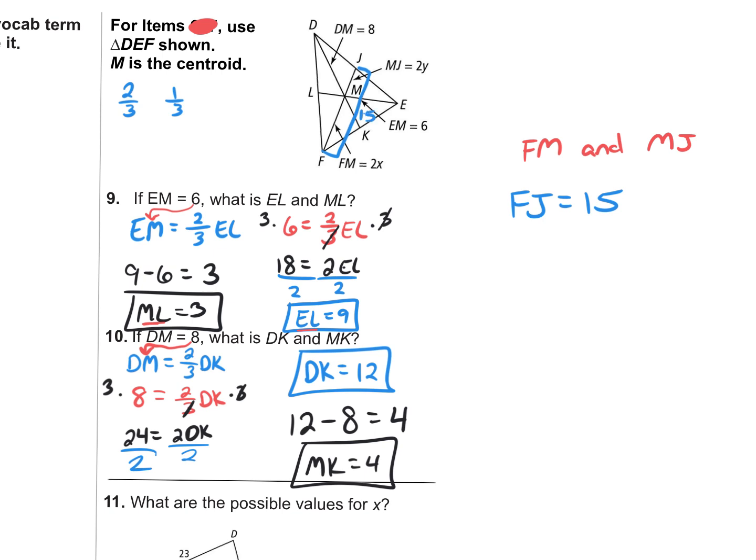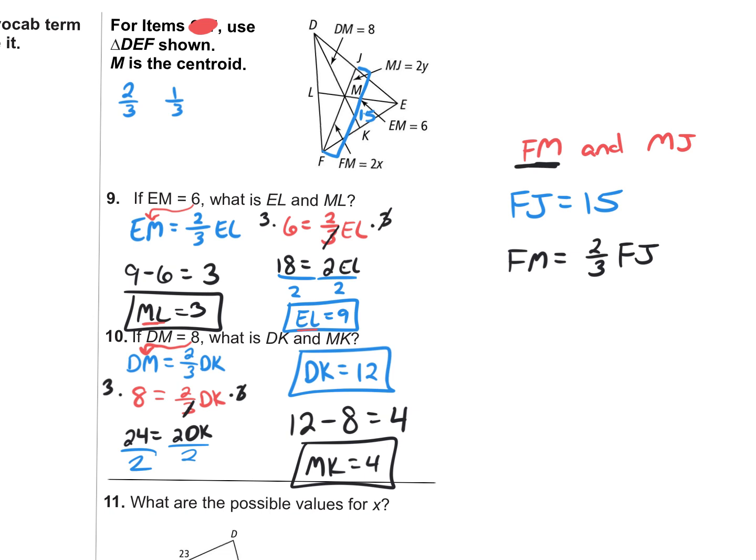Doesn't matter which part we find first. Do you guys want to find FM or MJ? FM. I heard FM first, okay? So if we pick FM, what do we know about FM? FM is the 2/3 side of the whole thing, FJ. What do we do from here then? Yeah, we're going to plug 15 in for FJ.